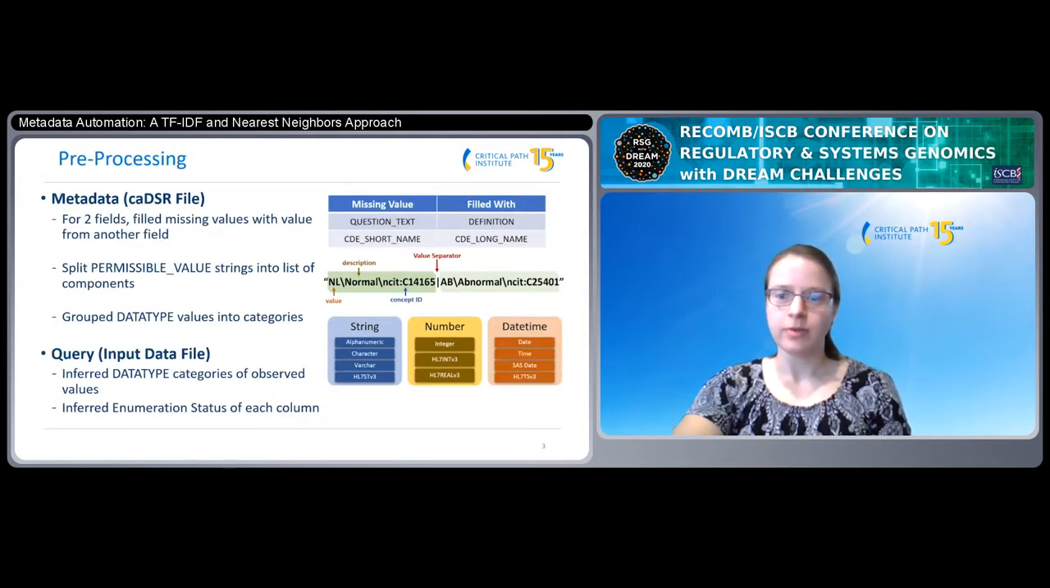As a first step, we processed the metadata and query files to prepare them for our search algorithm. For the CADSR file, this included filling in missing values, parsing the permissible value field, and grouping the data type values into high-level categories. For the input data file, we inferred the data type categories and the enumeration status of each column.